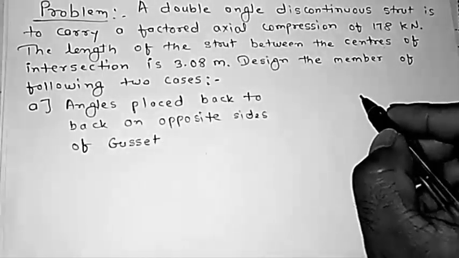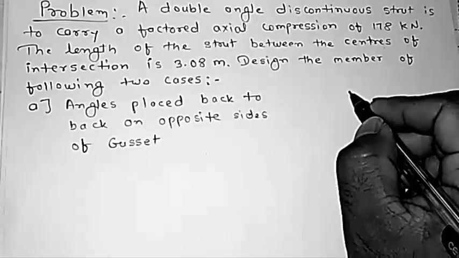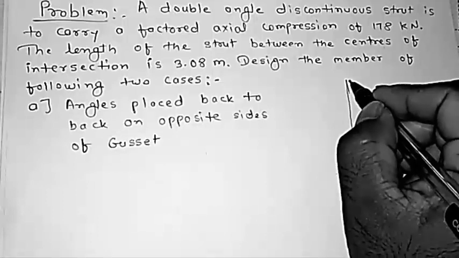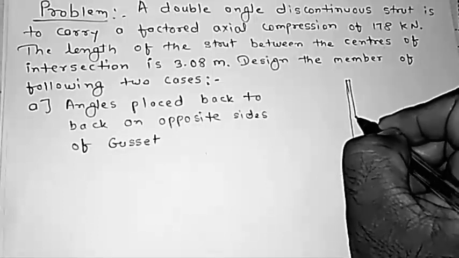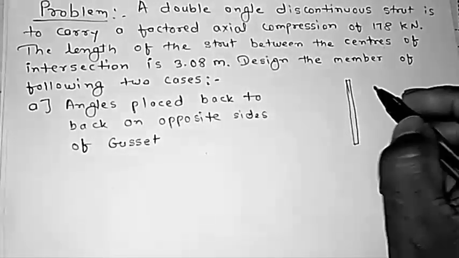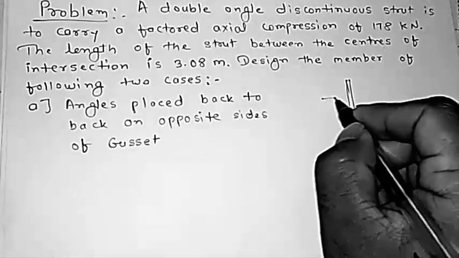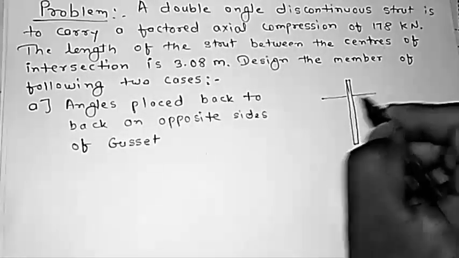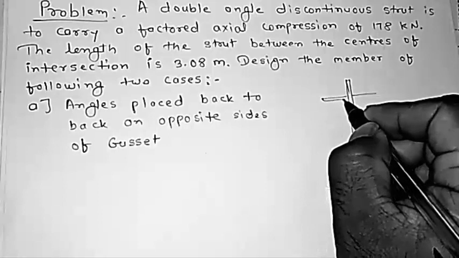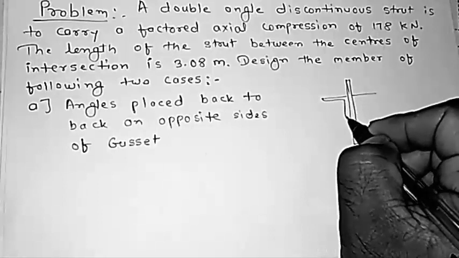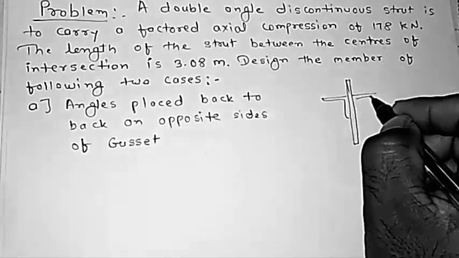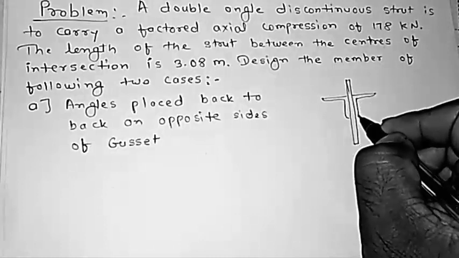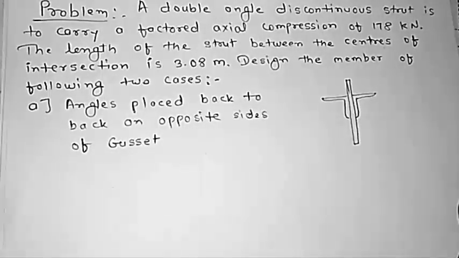So what does that mean? So you have this gusset plate and you have these angle sections which are connected back to back on opposite sides of the gusset plate.